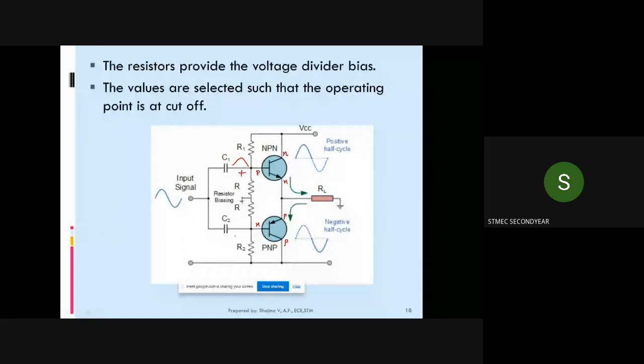There is no phase splitting, we don't use a transformer. So here also we are available with the positive voltage.